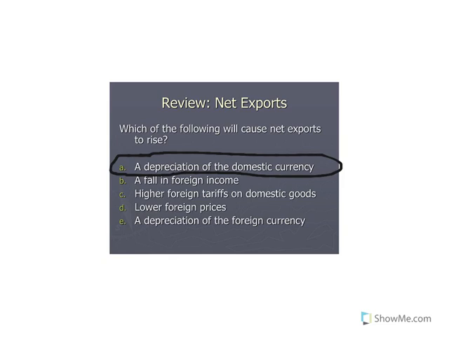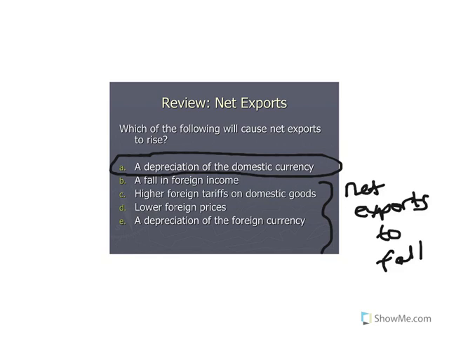And E says a depreciation of the foreign currency. So if the foreign currency is depreciating, then that means their goods are now relatively less expensive to us, so our imports will rise, which will cause net exports to fall. So B, C, D, and E, these are all going to cause our net exports to fall. Whereas a depreciation of the domestic currency, that will cause net exports to rise.